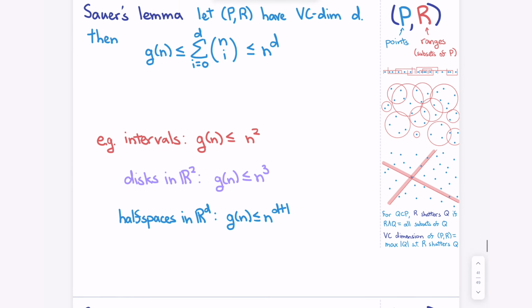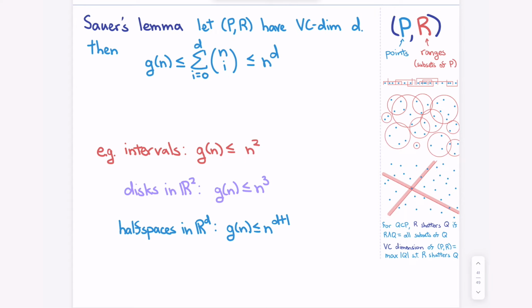What I want to focus on is, yeah, okay, so I think I was off by 1 in the example. I think the definition was correct and it should have been n squared for intervals, n cubed for disks. And somewhere I think I got confused with something called shattering dimension and I made some slides and I forgot to update something. Okay, that's fine.